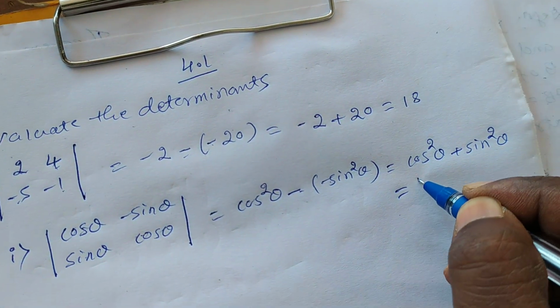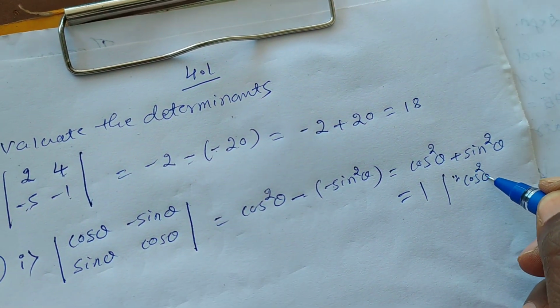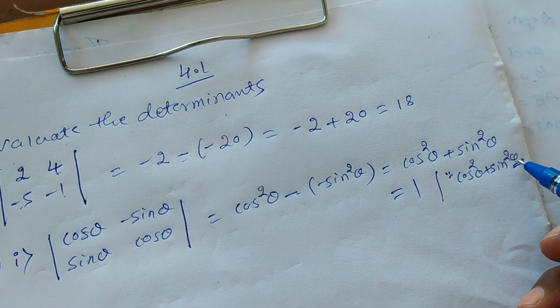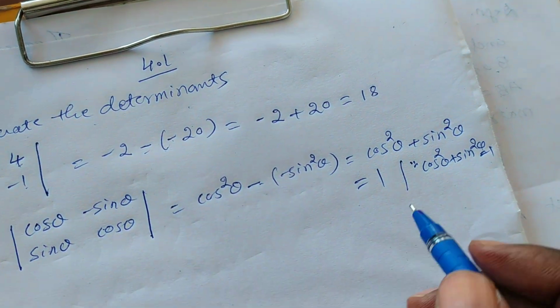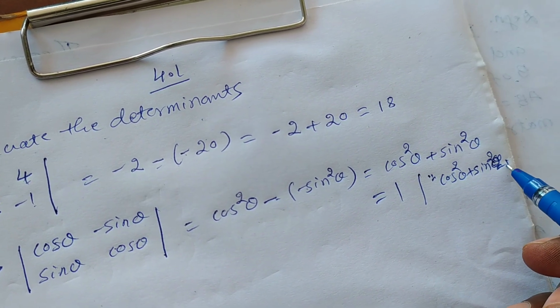This is equal to 1 because we know the identity: cos square theta plus sin square theta is equal to 1. This is the standard identity. Cos square theta plus sin square theta is equal to 1.